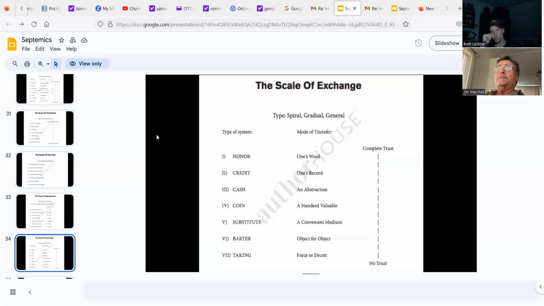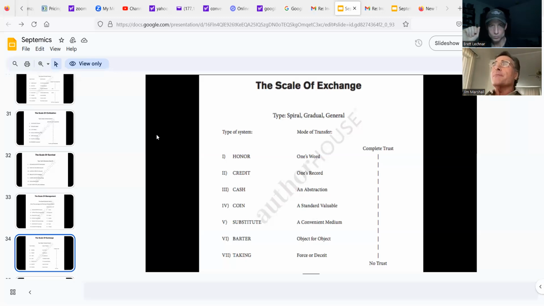So for example, if a person is untrustworthy, you shouldn't give him credit because he's untrustworthy. You have to have somebody who's very trustworthy to deserve credit. So this saves you from a lot of problems and mistakes. So there is a mode of transfer. Now let's start at level 7, taking. Now most people are going to say, taking? How is taking a mode of exchange? Taking is in fact the mode of exchange most commonly in use on Earth globally and throughout history.